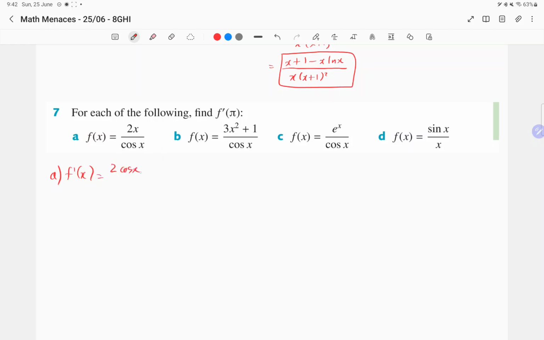How do I do it where it's a full bracket times that? You don't need to expand it. Note that for question 7, they ask you to find f dash pi, which means you ultimately have to sub pi in anyway. So sometimes you can get away with not simplifying it, and when you sub it in, it could be a little bit longer. But if simplifying is too difficult, then just sub it in.